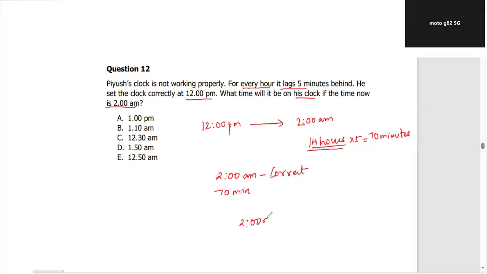So this is 2 a.m. First, we go back 1 hour, which is 60 minutes, which will be 1 a.m. and then you go back another 10 minutes. So this will add up to 70. So that is 12:50 a.m. So the answer for this is option E. I hope you get this. Let's move on.